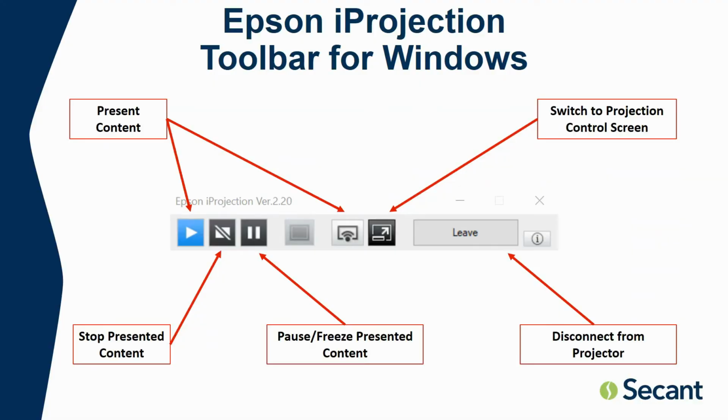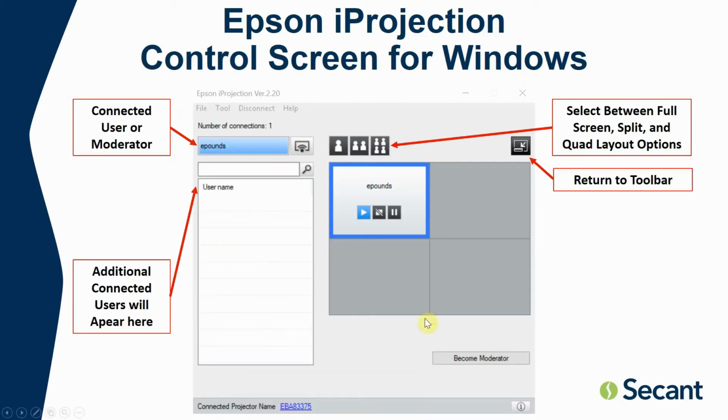When the Epson iProjection software launches, you'll see the main toolbar. This toolbar gives you the option to play, present your content, stop the content, pause the content, switch to control screen, or disconnect from the projector. The control screen gives you advanced options for routing up to 4 participants on one screen.